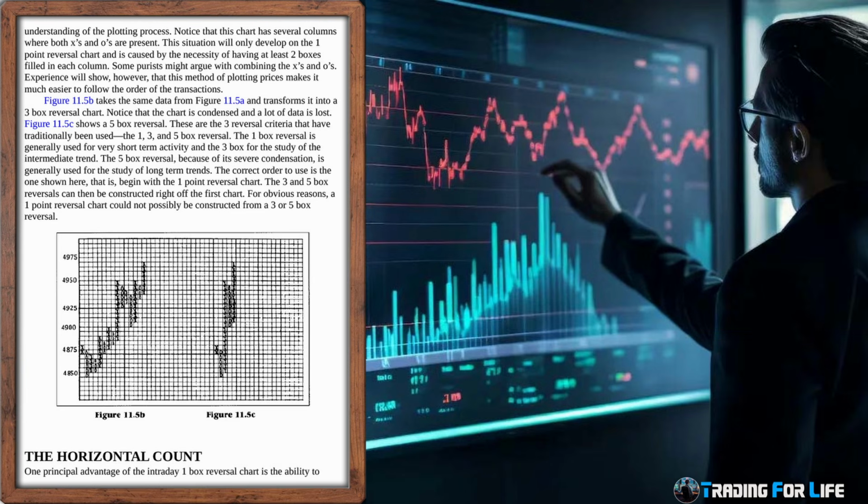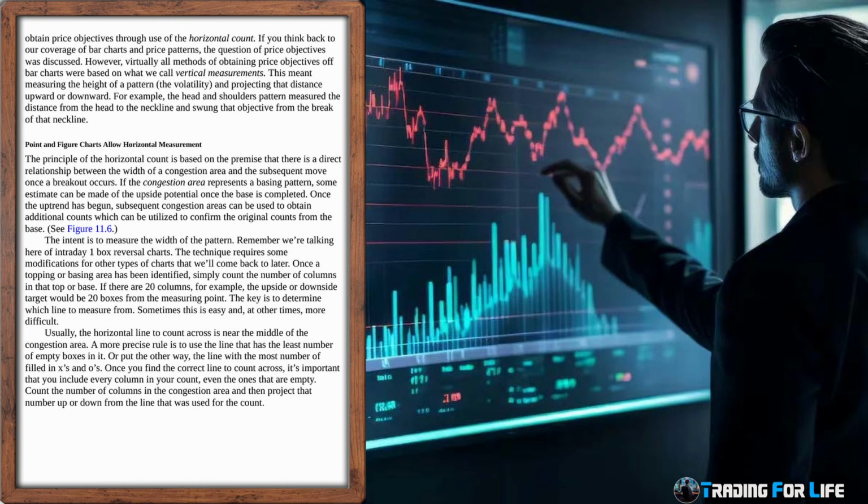The horizontal count. One principal advantage of the intraday 1-box reversal chart is the ability to obtain price objectives through use of the horizontal count. If you think back to our coverage of bar charts and price patterns, the question of price objectives was discussed. However, virtually all methods of obtaining price objectives off bar charts were based on what we call vertical measurements. This meant measuring the height of a pattern, the volatility, and projecting that distance upward or downward. For example, the head and shoulders pattern measured the distance from the head to the neckline and swung that objective from the break of that neckline.